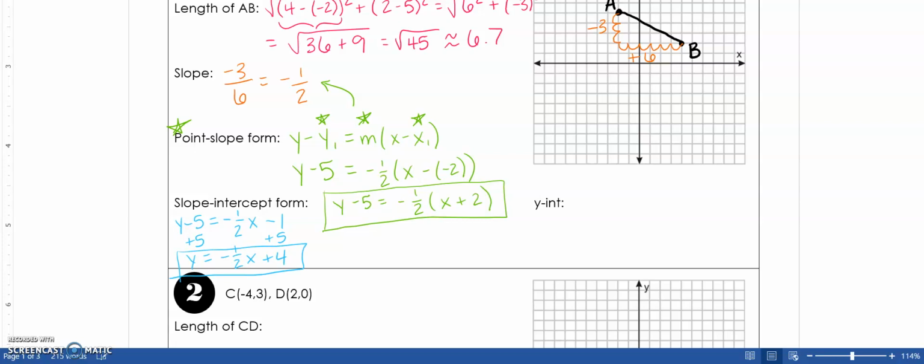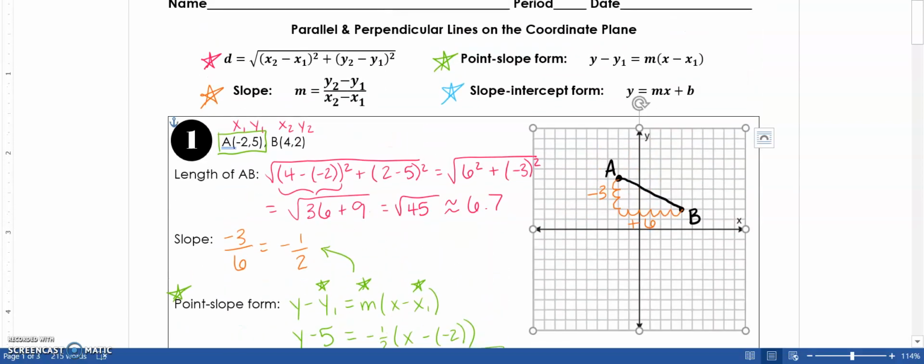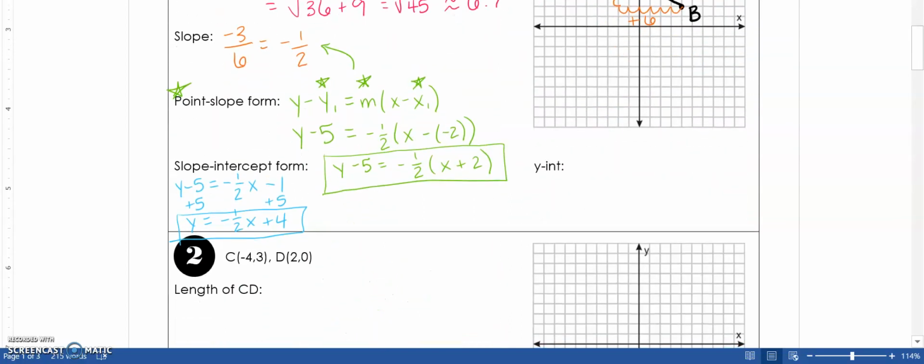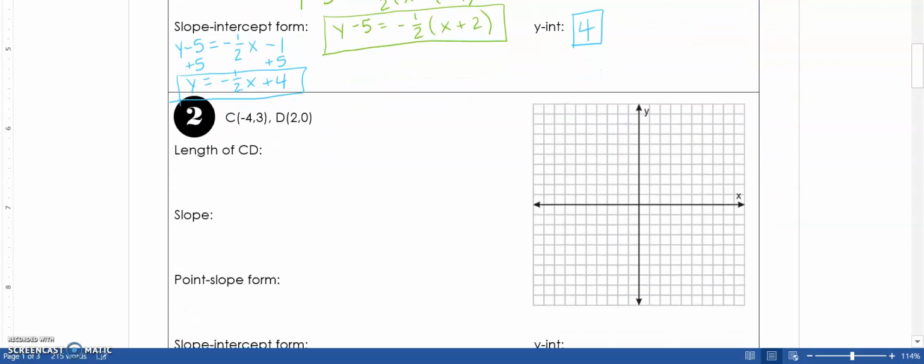And now, in order to identify what our y-intercept is, our y-intercept is this blue part right here. All we have to do is look at our equation, and our y-intercept is 4. Okay? So right now I would like you to pause the video and try number 2 on your own, and then click play, and the answer will pop up for you, and you can check your work.